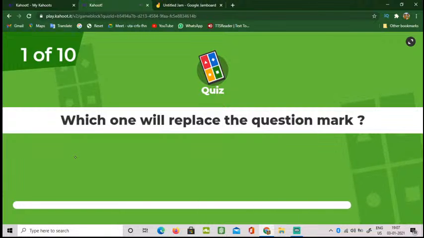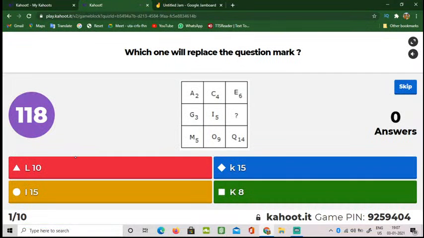Okay, here is your first question, that is, which one will replace the question mark? I have given you the image here and you're left with plenty of time. I want you all to answer it.